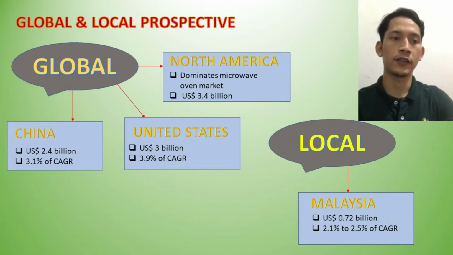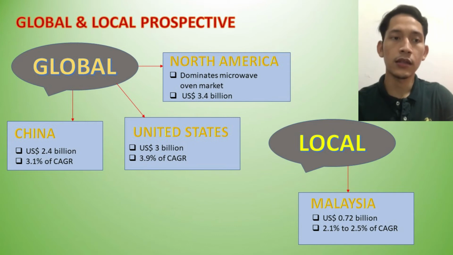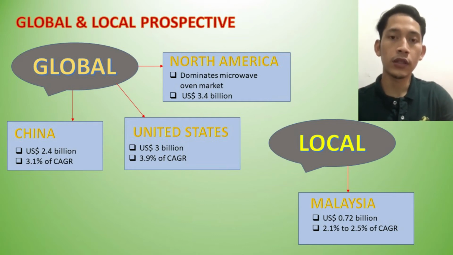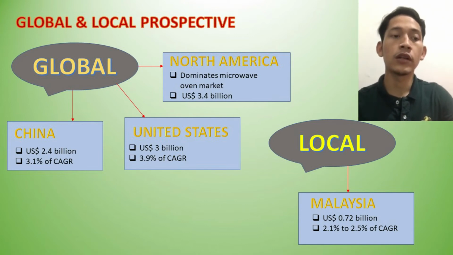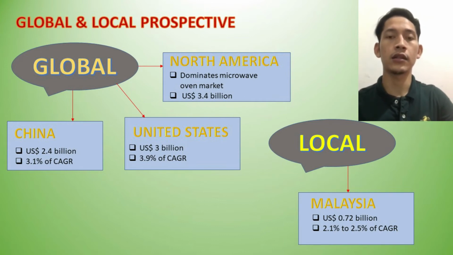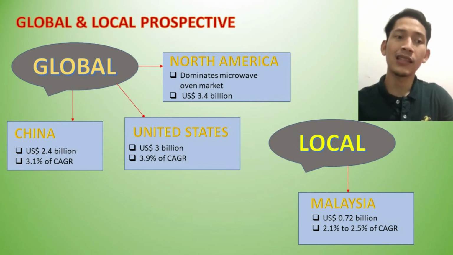The last country for the global perspective is China. As we know, China is the world's second largest economy, and this country is expected to hit a projected market size of 2.4 billion US dollars by 2027. This figure represents a 3.1% compound annual growth rate (CAGR) from 2020 to 2027. So from the global perspective, for the three countries just now, the microwave oven market is expected to expand at a significant pace.